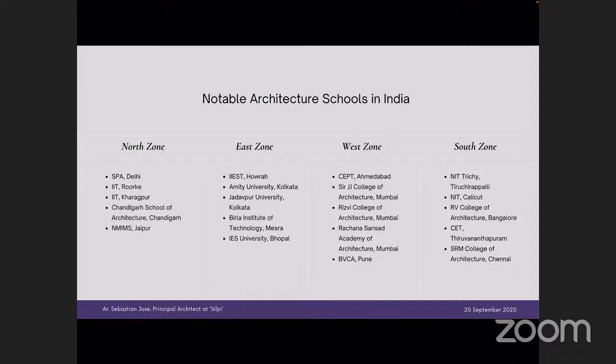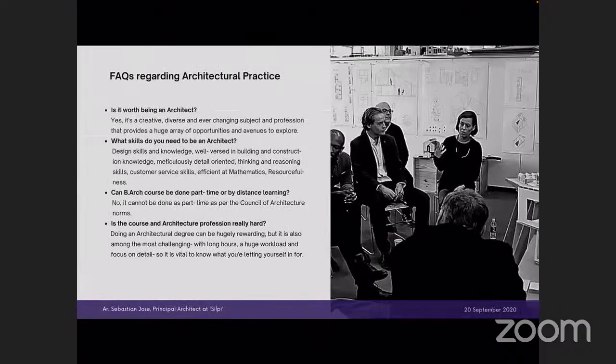JJ School of Architecture is one of the oldest architecture schools and has great traditions. In the south, we have the School of Planning and Architecture in Chennai. You have NIT Trichy, and of course our own College of Engineering Trivandrum, the oldest architecture school in Kerala. In addition to this, there are a lot of good private architecture schools all over India and even in Kerala, which offer very good architecture courses.